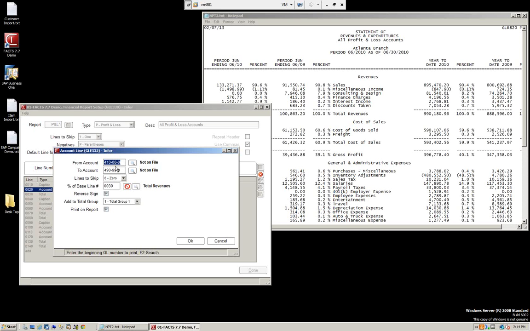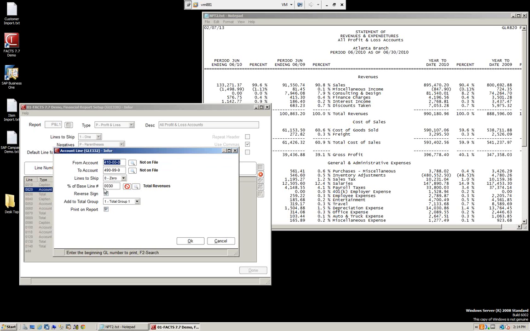Again, I have 410-00-0, which is not really an account because I have those departments. But I just want to make sure I capture everything. Later on, I may create a department or branch 00, and it just gets picked up. You can see here lines to skip 0. So I'm not skipping any lines. That's why they're all right next to each other.